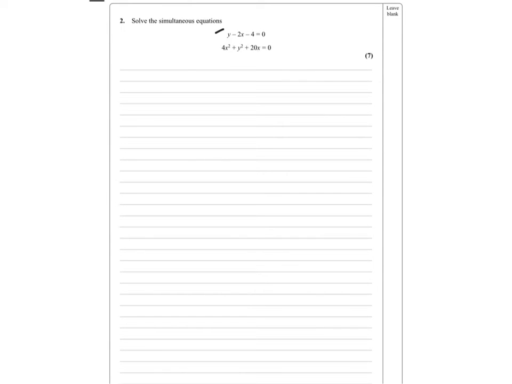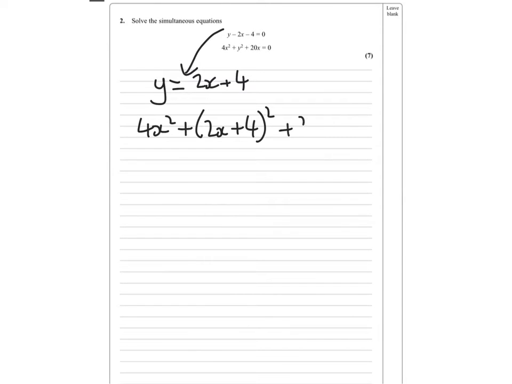Question 2, we need to quickly rearrange this first one. So y equals 2x plus 4, and then I'm going to substitute that in: y equals 2x plus 4, 2x plus 4 squared plus 20. So all I've done is swap the y in the second equation for 2x plus 4. Multiply out, factorise. Don't forget to calculate the y coordinates as well as the x coordinates, because your factorising will just give you the x coordinates.